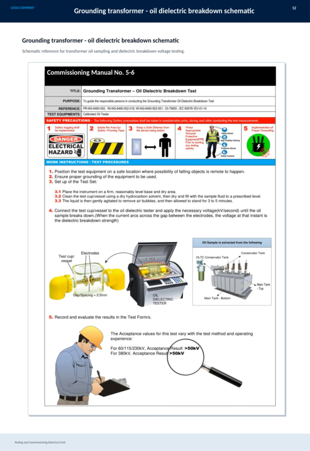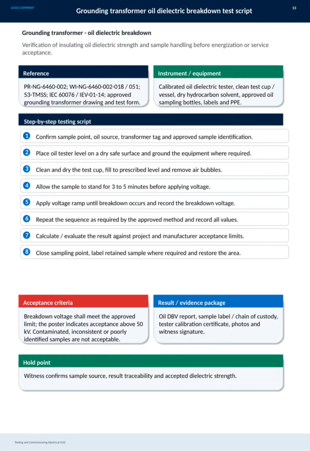This schematic serves as a detailed reference for conducting these tests during the commissioning of the electrical grid, following the guidelines from commissioning manual number 5-6. Understanding this process is key to maintaining the overall health of the grid infrastructure. This slide outlines the comprehensive script for testing the dielectric breakdown of grounding transformer oil. The primary goal here is to ensure the insulating oil's dielectric strength meets the required standards before the transformer is energized or accepted for service.